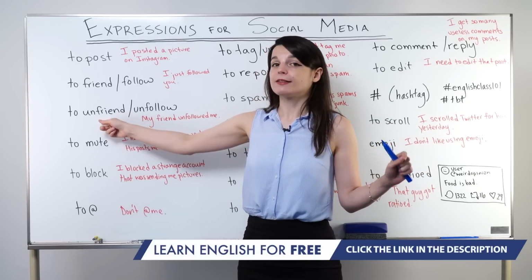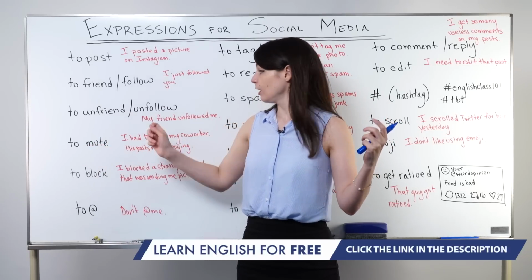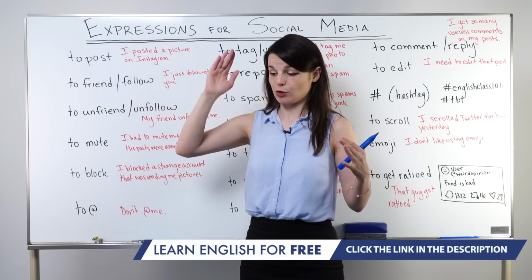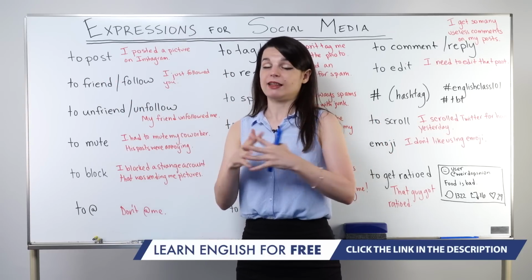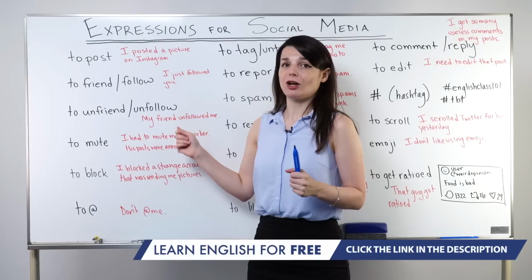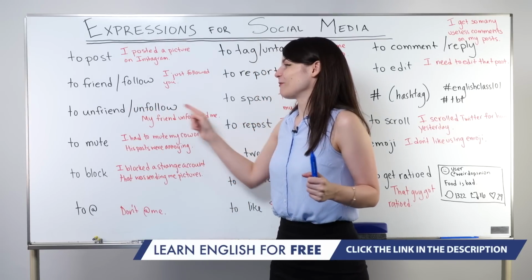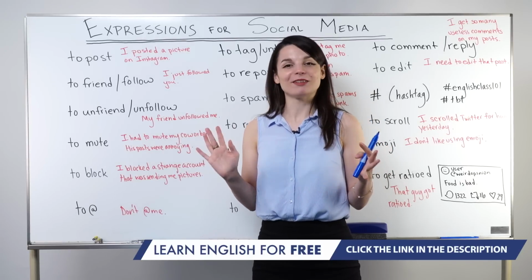You unfriend someone on Facebook, which means you remove them from your friend list, and you unfollow someone on Twitter or on Instagram to stop receiving their updates, and you no longer appear in their list of connections. So an example sentence: my friend unfollowed me.